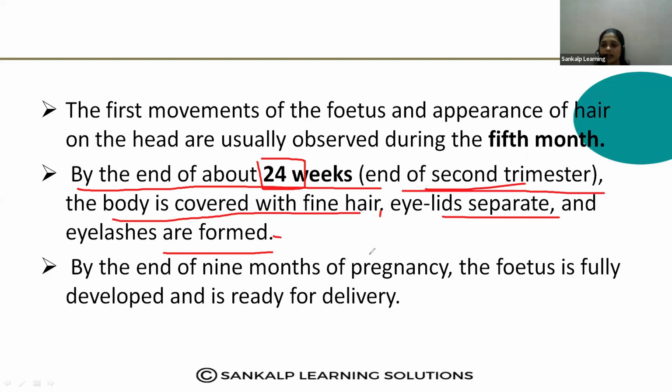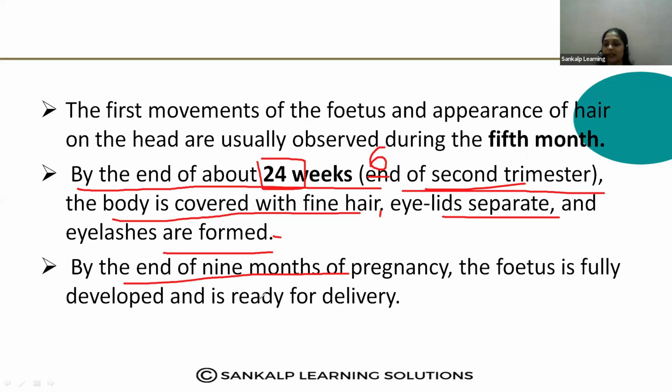So anything can be given. 24 weeks means 12 months? No, it is wrong. That is 6 months. 24 weeks antanu kodbodu, 6 months antanu kodbodu. Then by the end of the 9 months of pregnancy, the fetus is well developed and ready for delivery.